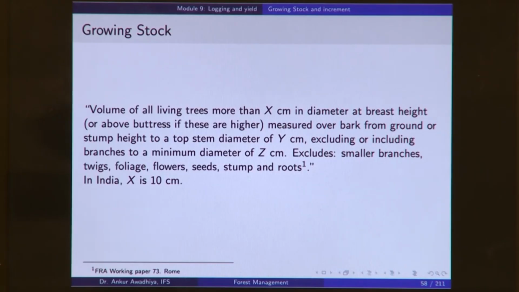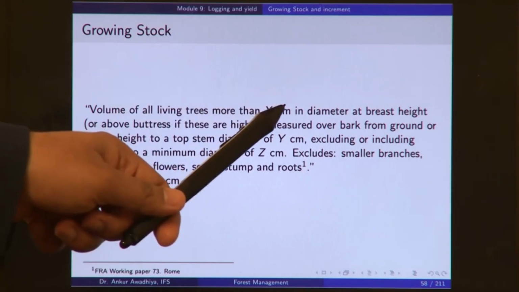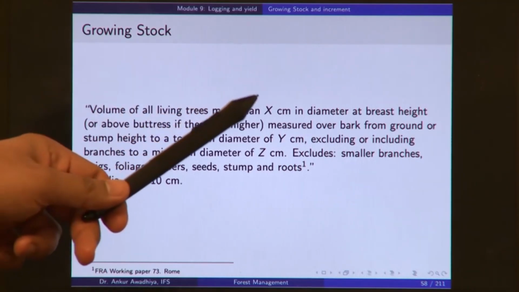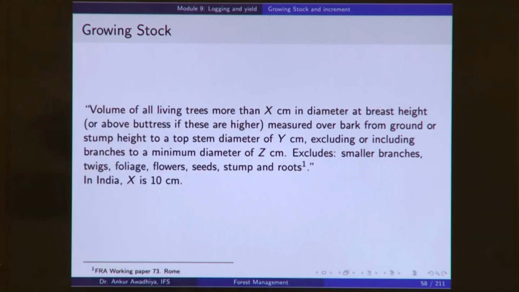Now, growing stock is defined as volume of all living trees more than x centimeter in diameter at the breast height. So, you are adding up the volume of all the living trees. So, you do not count the dead trees, and you are only counting those trees that are more than x centimeter in diameter at the breast height. Now, more than x centimeter means that very small trees or the saplings will not be counted in this definition.